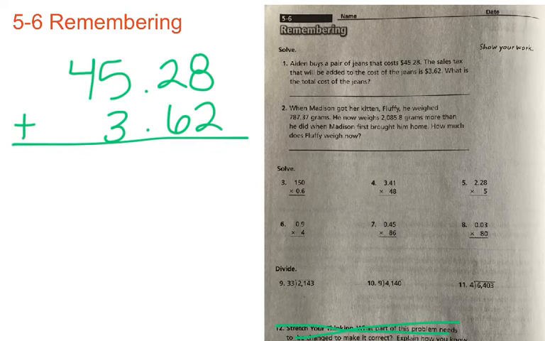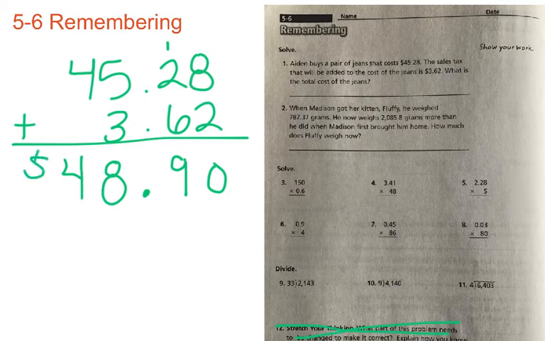When we add and subtract decimals, remember you always bring that decimal down first. It stays in the same place, lined up. 8 plus 2 is equal to 10. Put down your 0, carry your 1. 6 plus 2 is equal to 8, plus 1 is equal to 9. 5 plus 3 is equal to 8, and 4 plus nothing is equal to 4. And don't forget you have to complete it with your dollar sign. So the total cost of those jeans is going to be $48.90. You can go ahead and look at number 2 on your own.